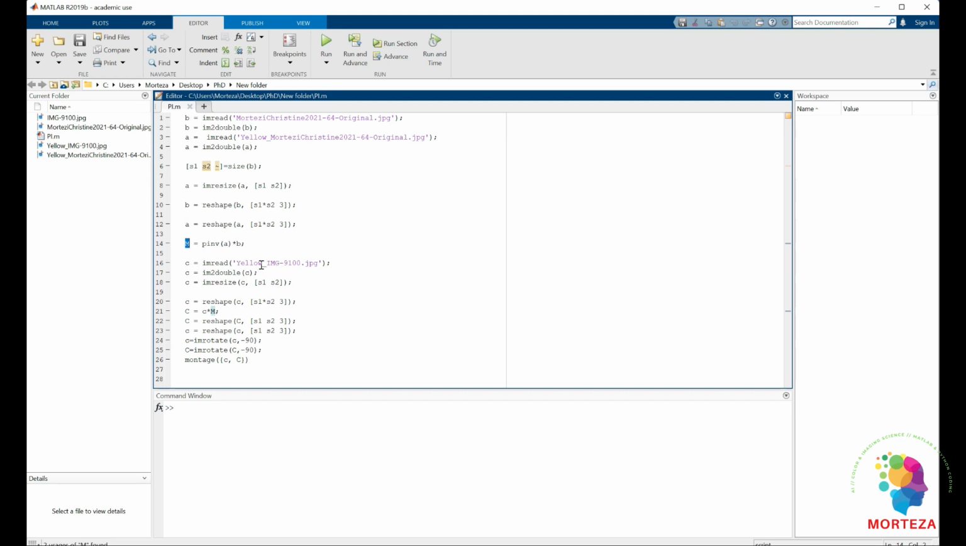Now I have another yellow image for which I'd like to predict its original look. I read in this image and I change it to double. I resize it so that it would have the same size as the above images. And then I reshape it here. And then I multiply it by matrix M, which would give me the original look of the corrupt image. And here I will show the original image and its yellowed version. Let's run this and see what happens.